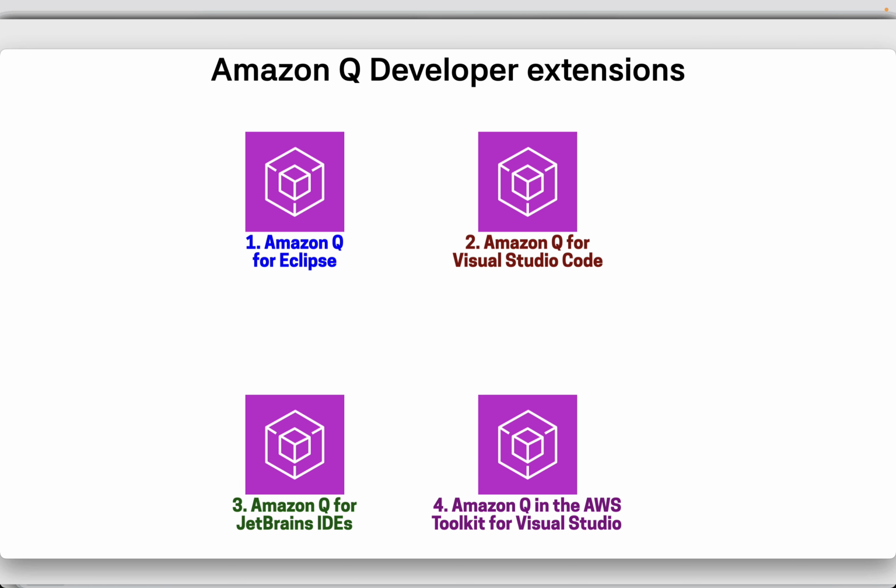So these are the developer extensions that are available for different IDEs. So you have Amazon Q for Eclipse, you have Amazon Q for Visual Studio Code, you have Amazon Q for JetBrains IDEs, and Amazon Q in the AWS Toolkit for Visual Studio.